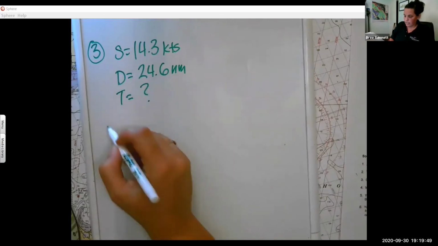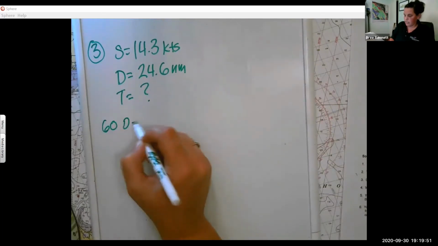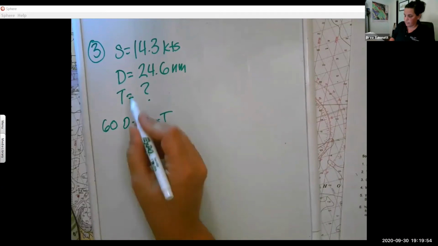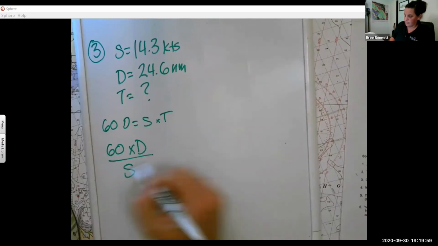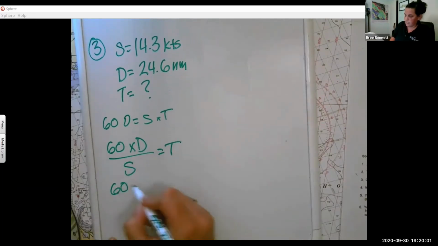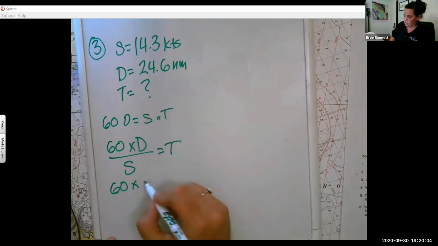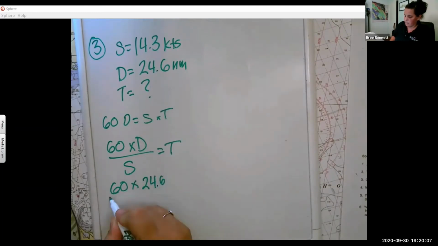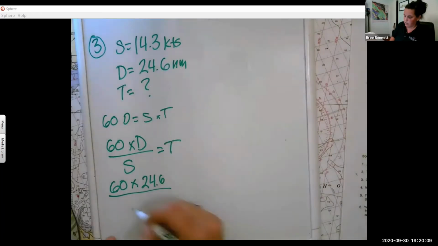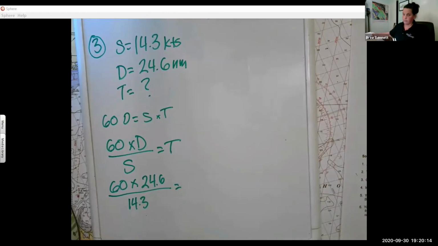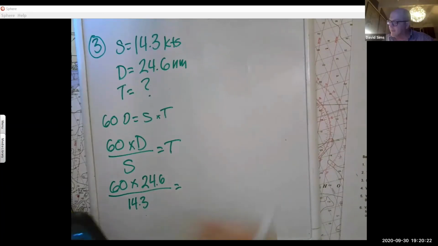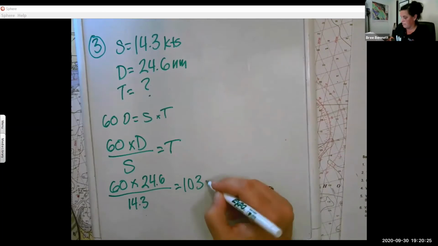So for the formula, we have 60 D equals ST. We're looking for T, so we have 60 times D divided by S gives us T. 60 times our distance, 24.6, divided by our speed, 14.3, gives us a time, and it's going to be in minutes. What was it? 103.2 minutes. An hour and 103 minutes.